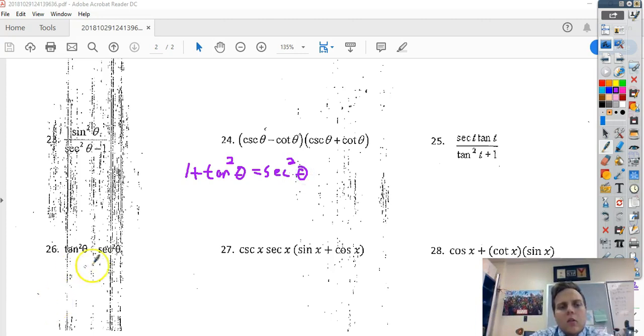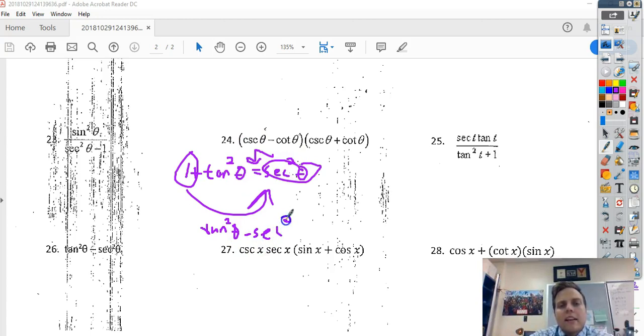Okay, now what they've done is they took the 1 over here but took the secant squared theta over here. So it became tangent squared. Tangent did not change sides, but the secant came over, so it became minus secant. And then when that positive 1 goes over to the other side, it becomes a negative 1. So my answer is a negative 1.